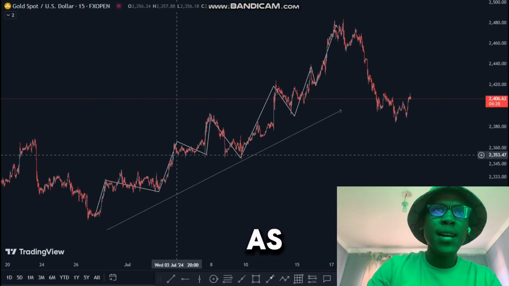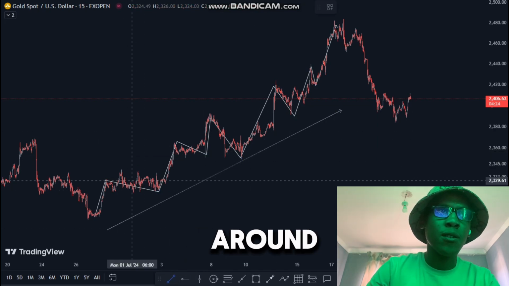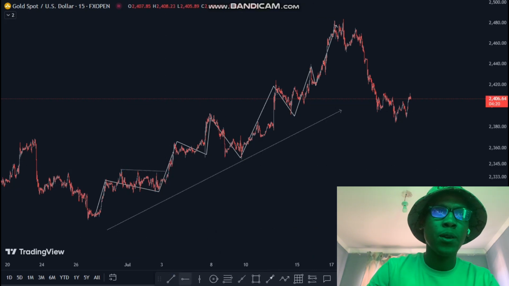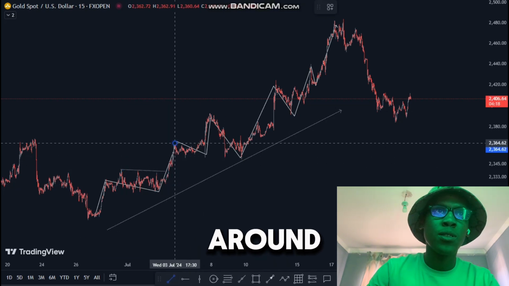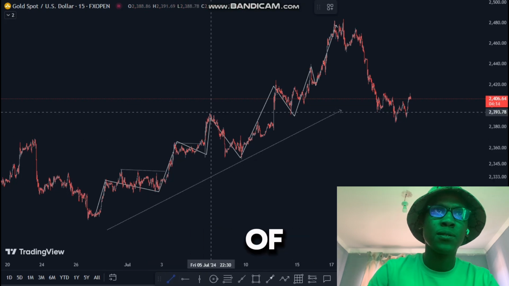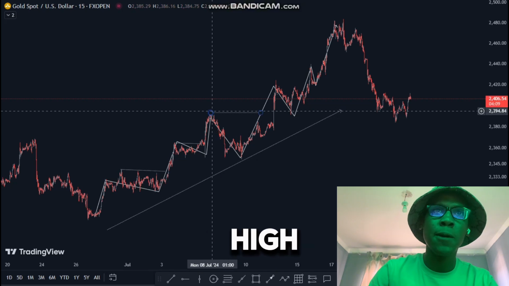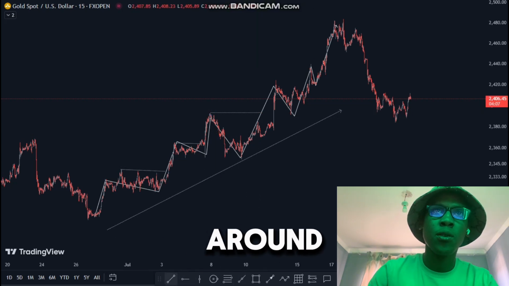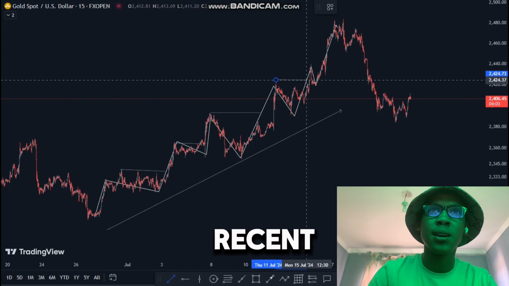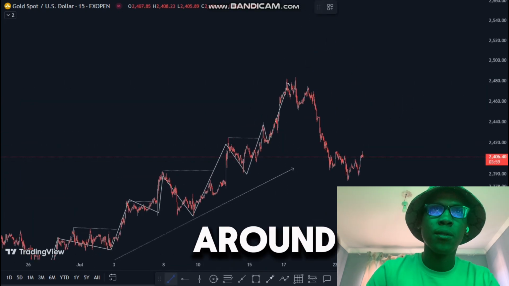As you can see, right around here the market gave us a break of structure. The market broke our higher high right around there. Also right around there, a break of structure. The market gave us a break of structure also right around there, because it took out our recent highest high. Also just right around here, because the market took out our recent highest high. Also right around here.